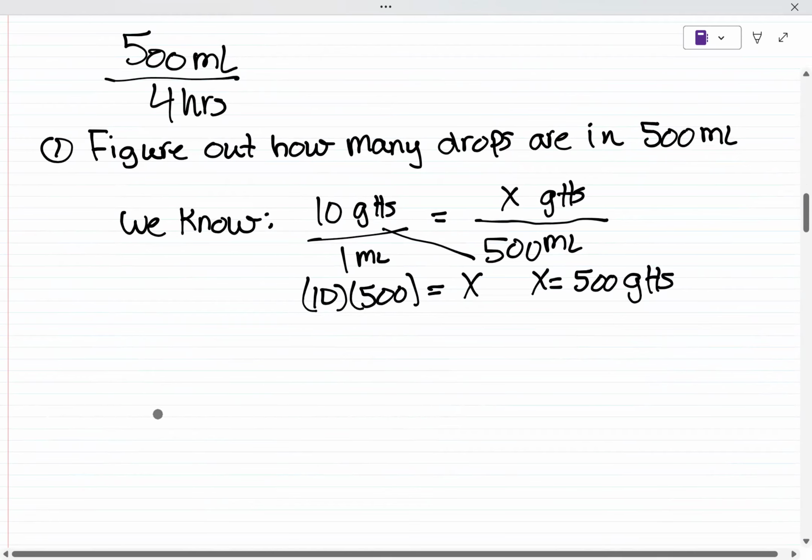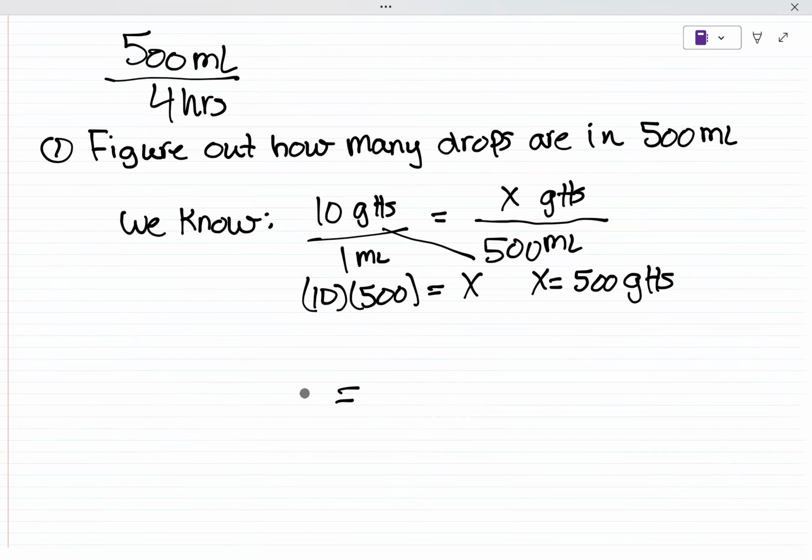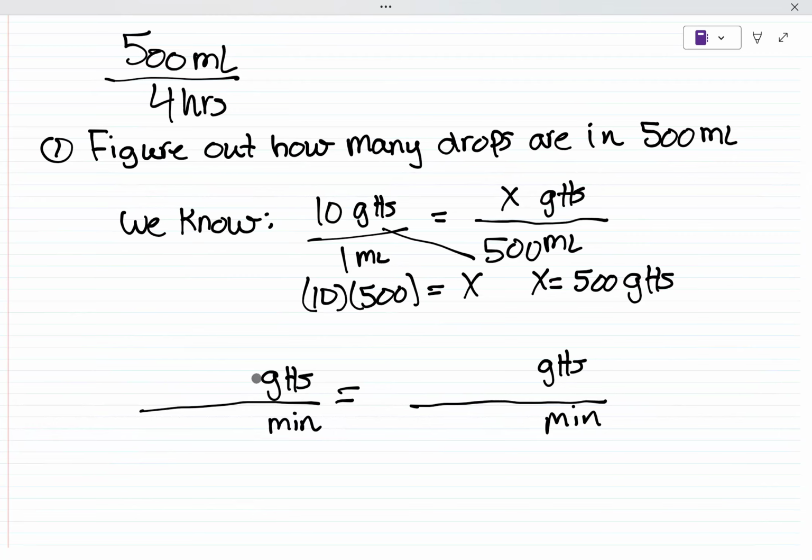Okay, now we can set up our proportion like this. We just set it up as a fraction, and drops would be GTT per minute. We were given 5,000 drops per minute. Oops, what did I put? It should be 5,000.